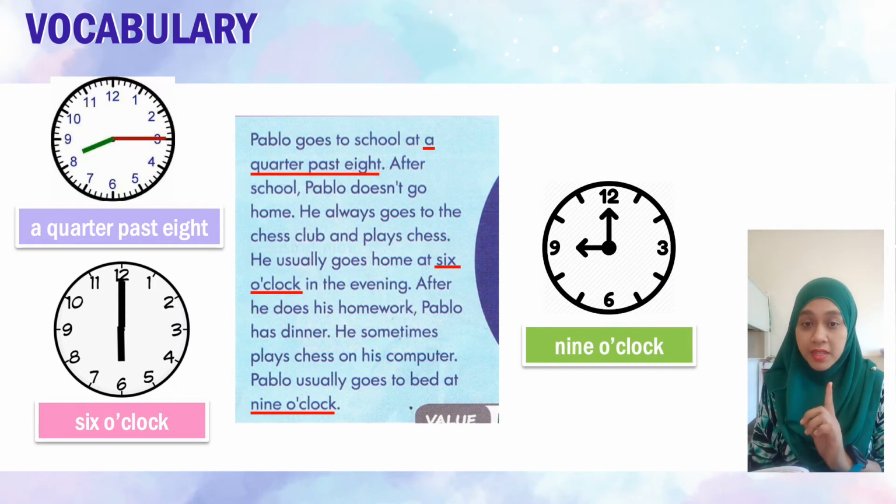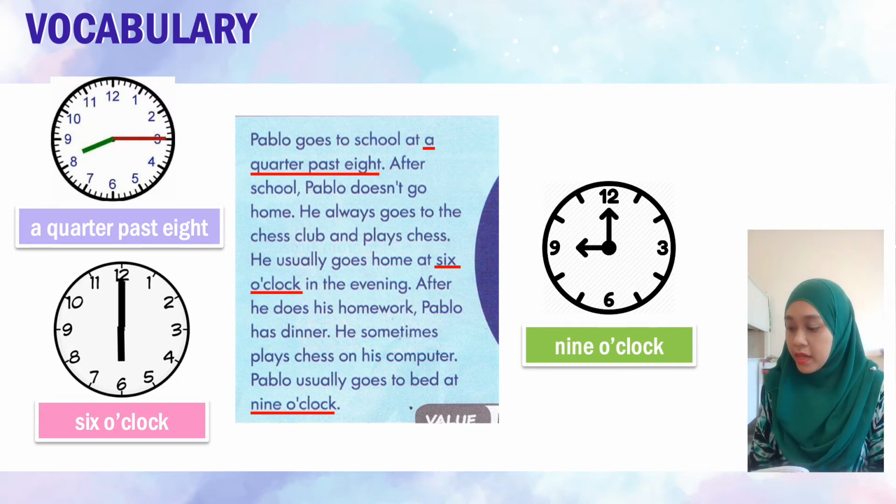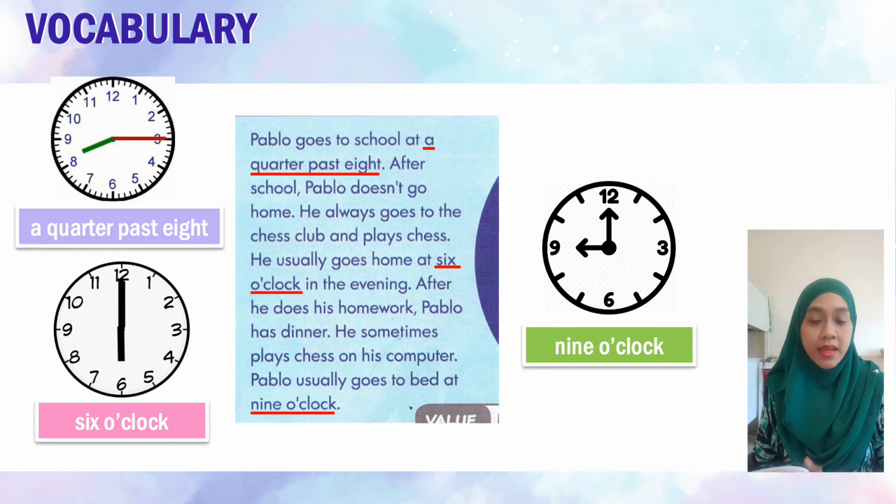The first vocabulary is 8:15. Alright, so 8:15 shows the time of 8:15. The next vocabulary is 6 o'clock. 6 o'clock means pukul 6. The last vocabulary is 9 o'clock. 9 o'clock shows the time at 9, pukul 9.